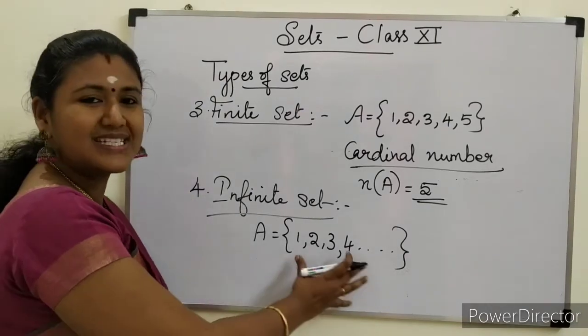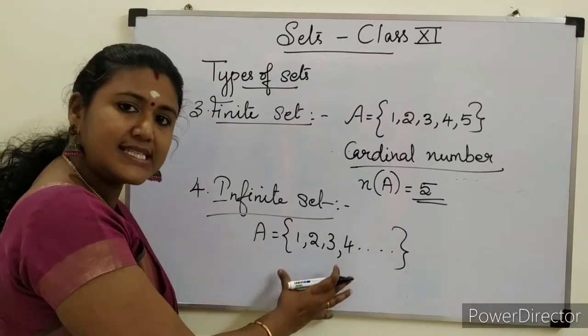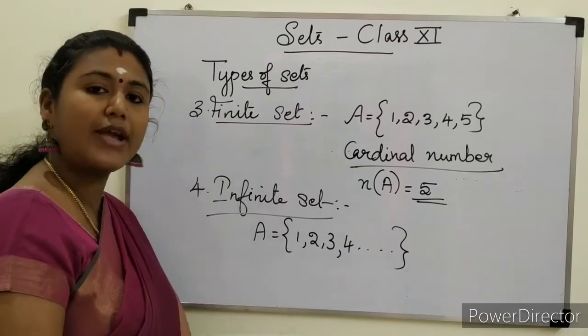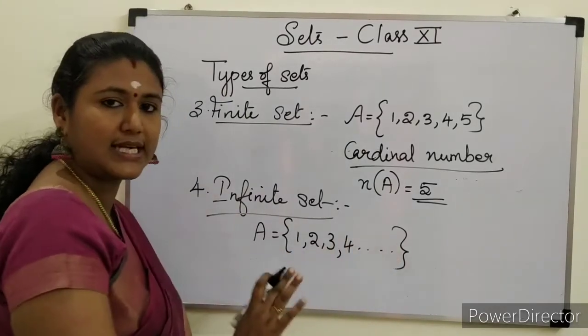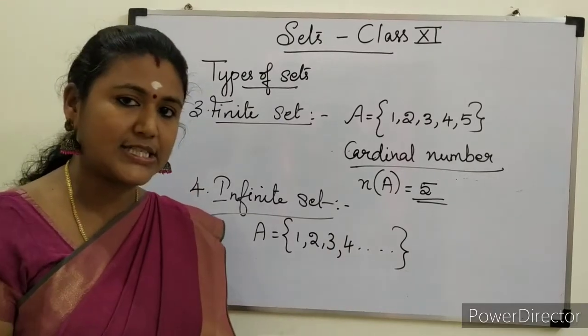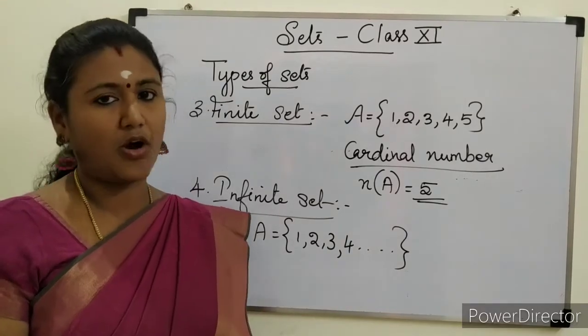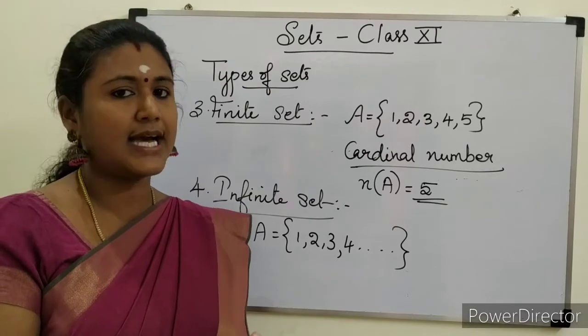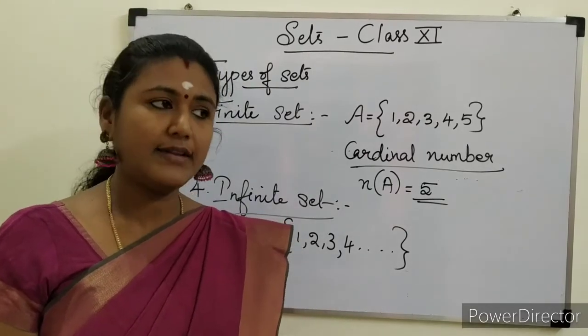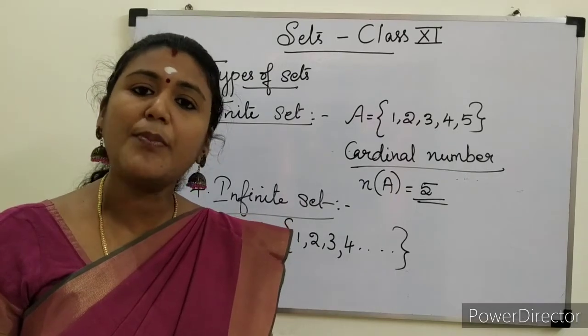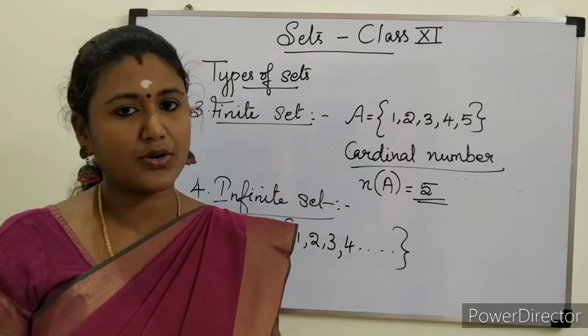This is nothing but the set of natural numbers. This set is an example of infinite set. So A is equal to set 1, 2, 3, 4, etc. A few elements we will list out, then followed by dots. This is how we will represent an infinite set. In those cases, it is not possible to represent the set in roster form.